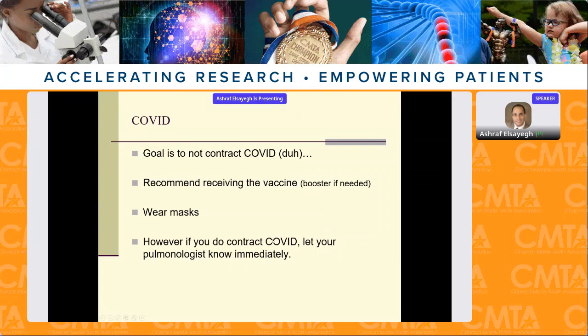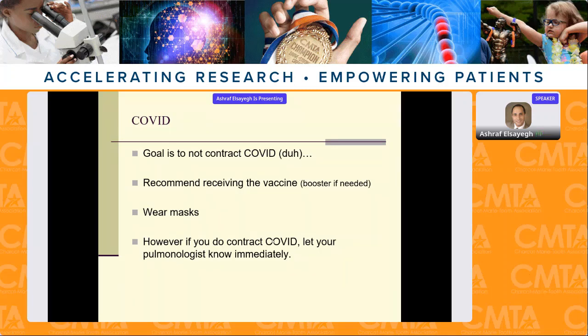I do recommend receiving the vaccine, and if you've already received the vaccine, especially if you qualify or if you have respiratory issues, then I recommend a booster dose. Wear masks for now. I'm hoping that we're at the tail end of COVID, so hopefully I will remove this slide by the time I give my next talk, and it will not be a problem. But for now, let's be smart. Let's wear masks. Let's receive the vaccine.